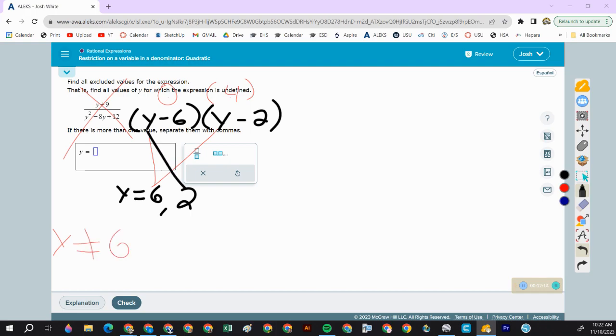What happens when I plug in 2? 2 minus 6 is -4, and 2 minus 2 is 0. -4 times 0 is 0, and that breaks the expression. So y is not allowed to be 6 or 2. So all you have to do is factor the denominator, find the roots, and those are not allowed to be plugged in. So those are the excluded values.